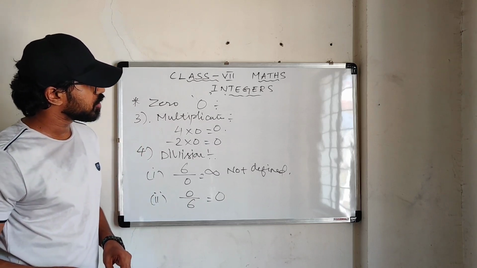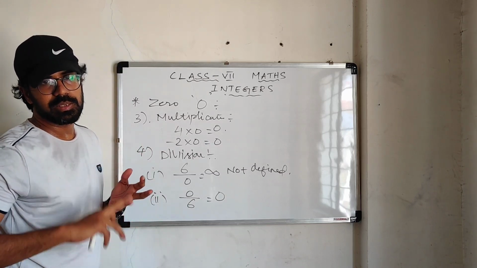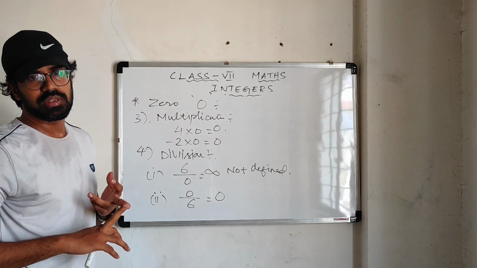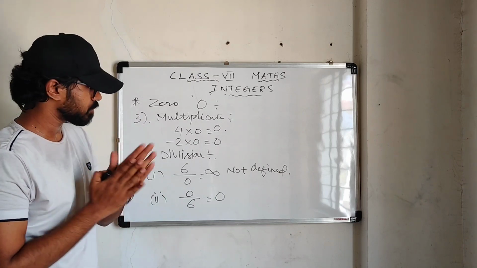So I hope you have understood the addition property, the multiplication property, and the properties of 0. Let's quickly move on to the next one.